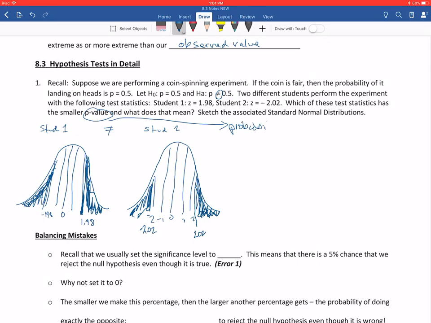So we need to remember that the p-value is a probability, which is an area under the curve. So if it has the smaller p-value, it has the smaller area shaded under the curve. So which one of these two, I know my drawings are not that great, would have the smallest area shaded? Well, it would be this one, right? Because the z's are farther out, leaving less area in the tail. So student 2 has a smaller p.